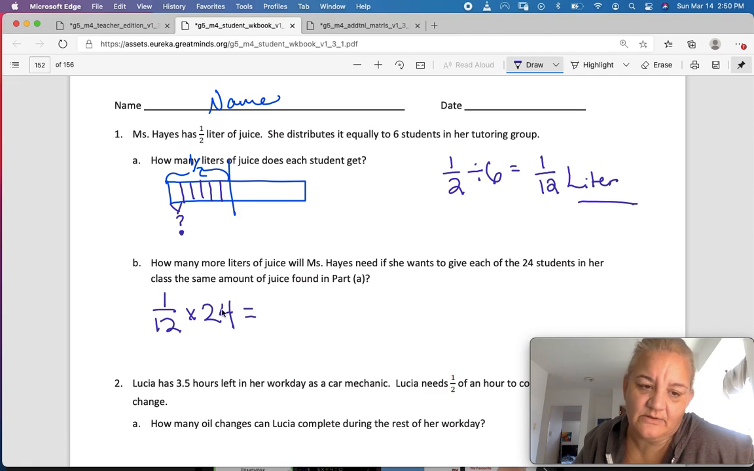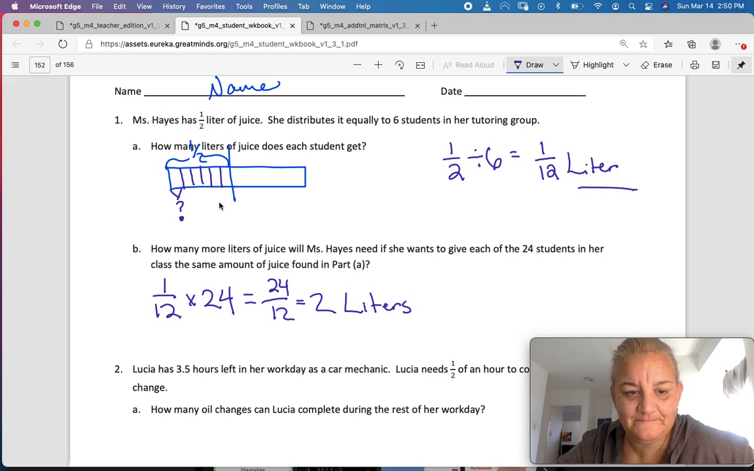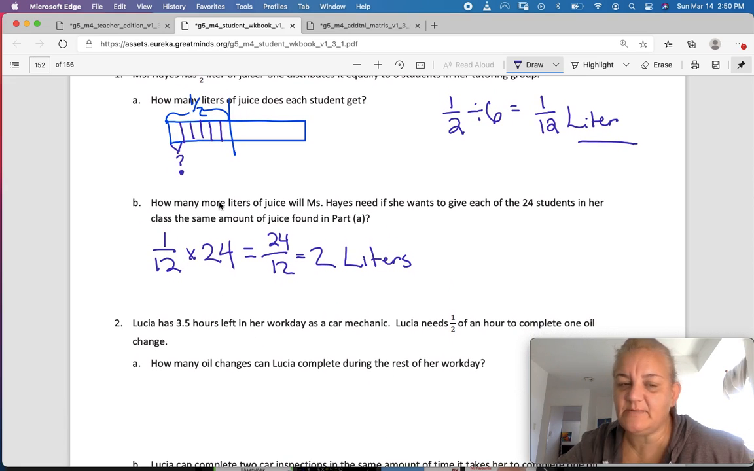Okay, so this is pretty easy. We're just going to multiply across the top. 24 over 12, and that equals 2 liters. She does not have enough. She's going to have to go out and buy at least another 1.5 liters. I think juice comes in liter boxes, so she'll probably have to buy 2, and then she'll have leftover. But then she'll take it home. It'll be fine.